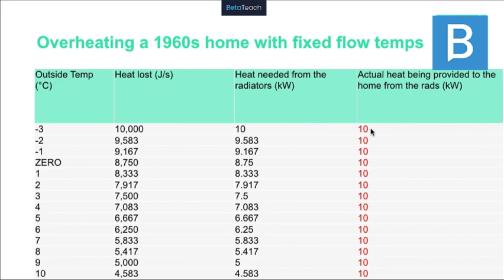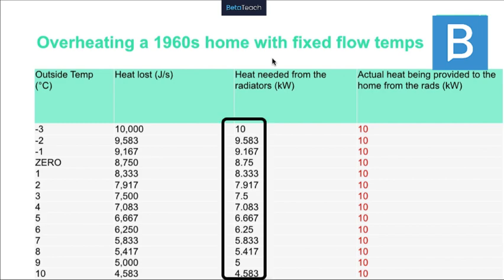So what we've got here, and we're using a 1960s home as an example, and 1960s homes got built with single panel radiators. They had no cavity insulation, and yet they might have needed that 10 kilowatts when it was minus 3, but when it started to get warmer outside, the heat leaving the home slows down. So the speed of heat we need to push into the home, we can slow that down as well.